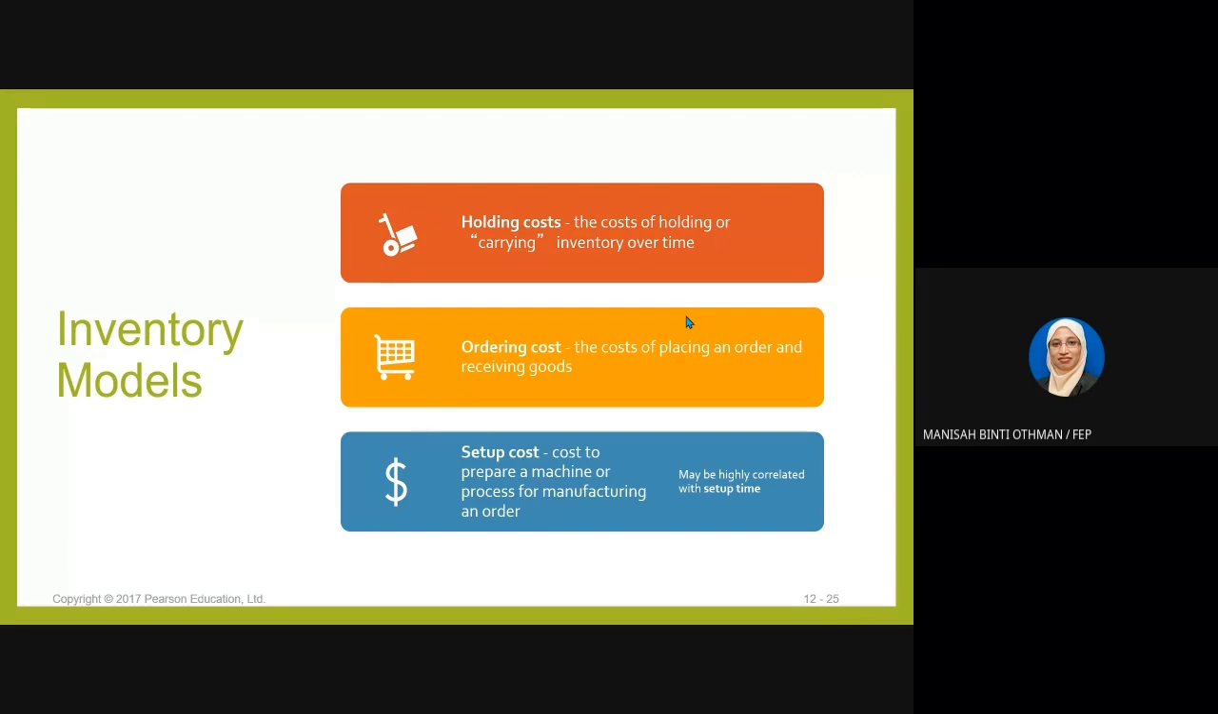Next is setup cost. Normally setup cost is for production, because you have to set up and prepare all the machines to produce. Setup cost sometimes also represents the holding cost. So setup cost is to prepare the machine. If you increase the setup time, maybe the setup cost will increase. This is normally used in the EPQ, economic production quantity, but I will not discuss it in this class.